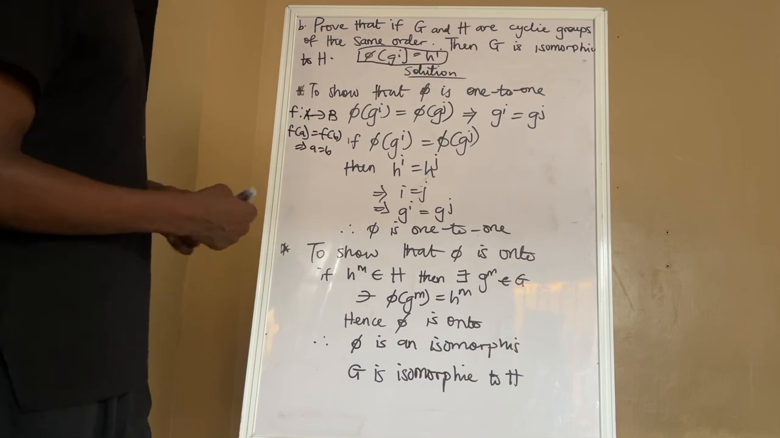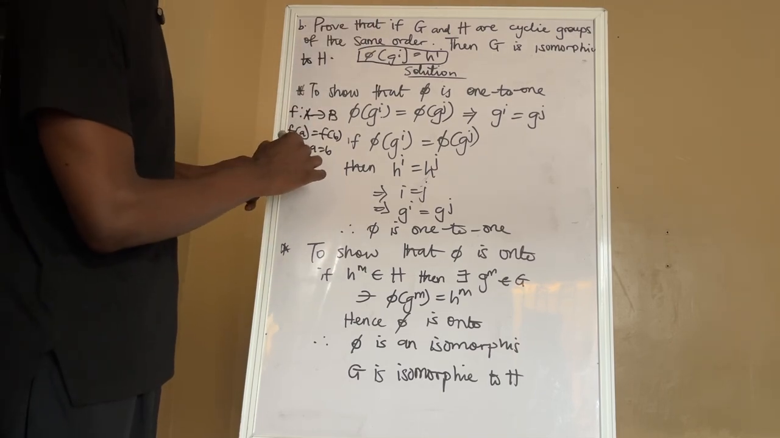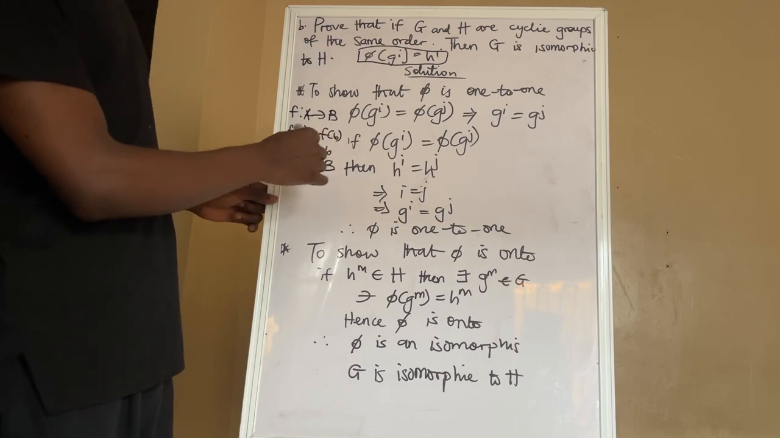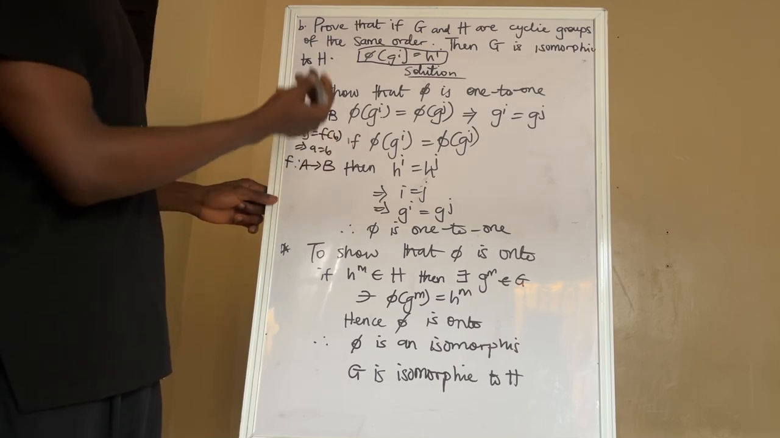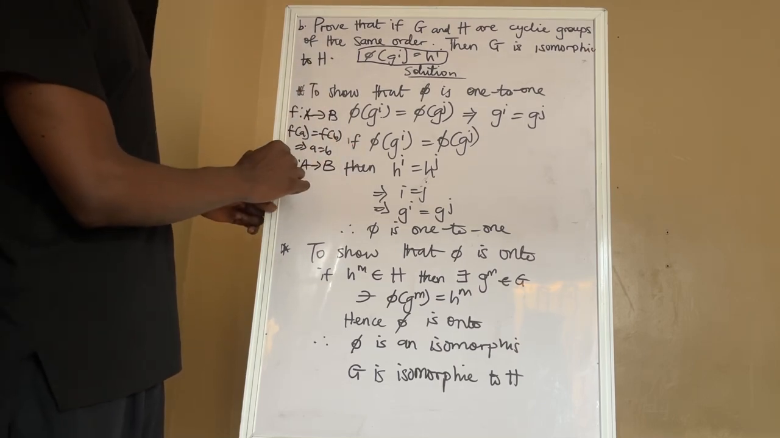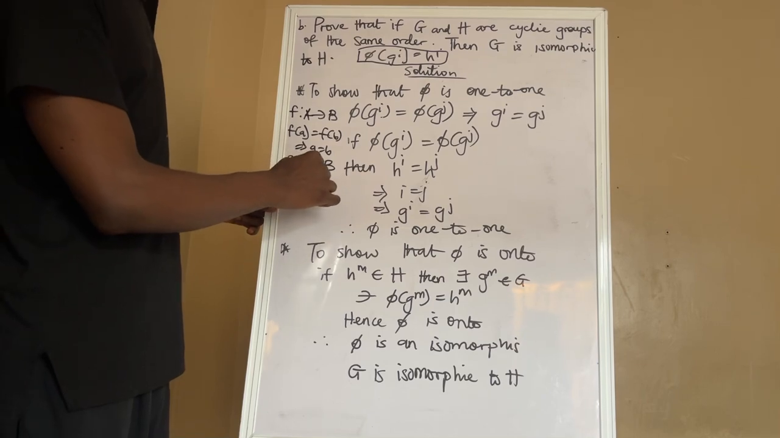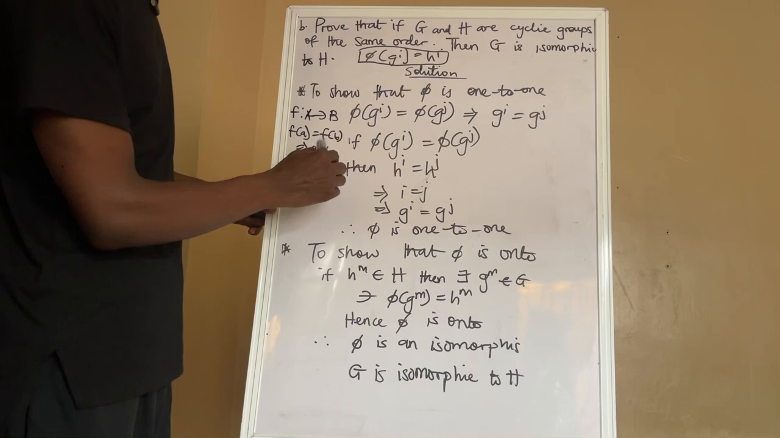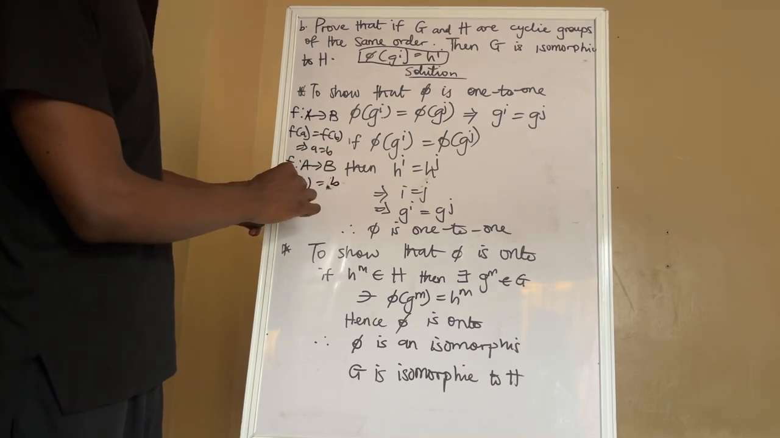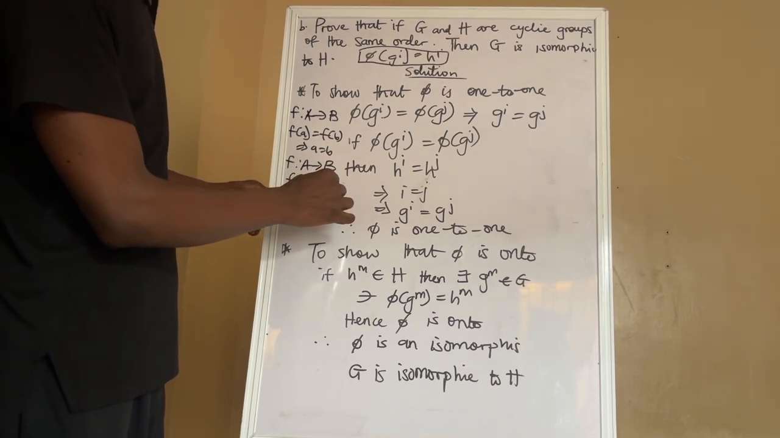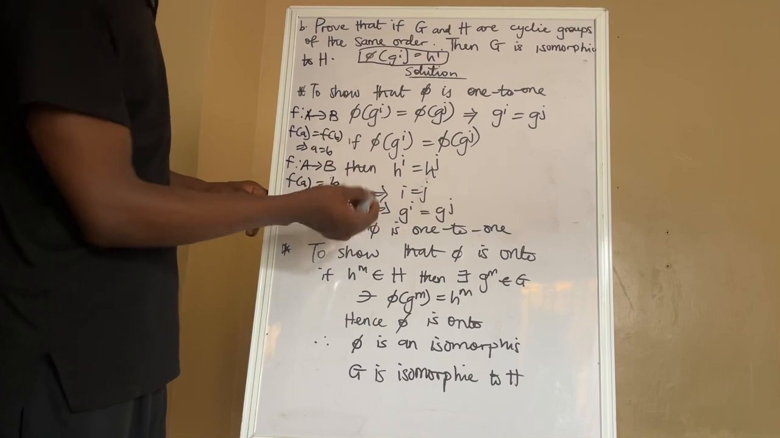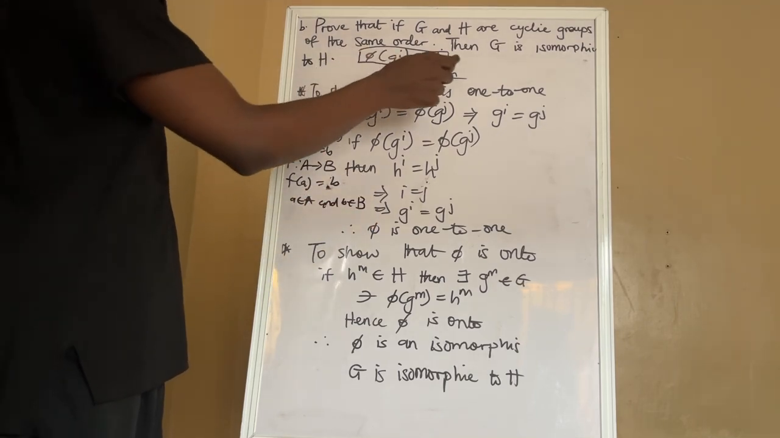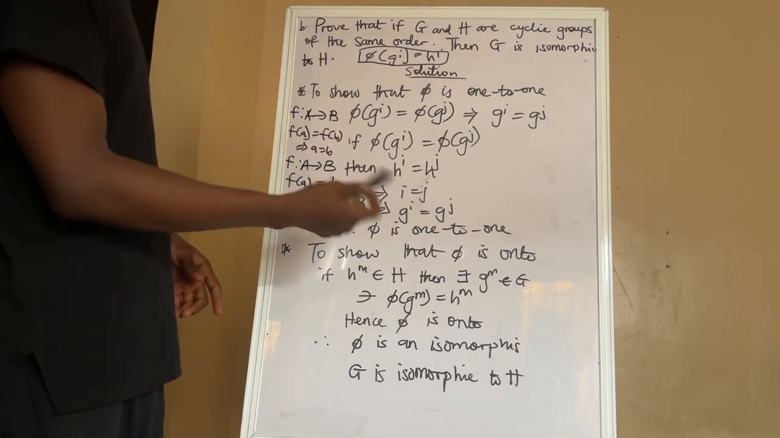And for phi to be onto, if a map f from A to B is onto, that means f of a is equal to b, let's make that small letter b, for a in A and b in B. That's what onto means. And just by the definition, how we define the map is obviously onto.